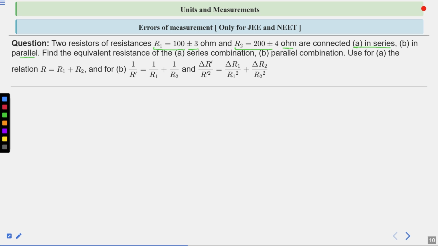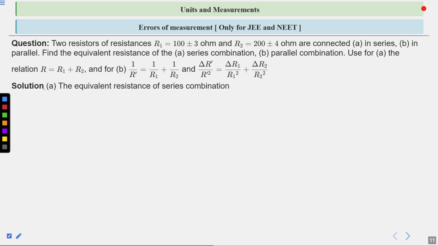Find the equivalent resistance of A, the series combination, and B, the parallel combination. The given relations are: for A, R is equal to R1 plus R2, and for B, 1 upon R prime is equal to 1 upon R1 plus 1 upon R2, and delta R prime divided by R prime square is equal to delta R1 divided by R1 square plus delta R2 divided by R2 square. So find the answer of A and B.